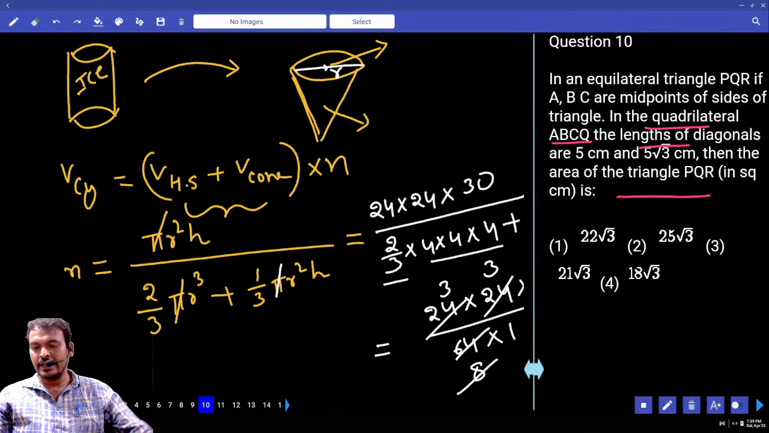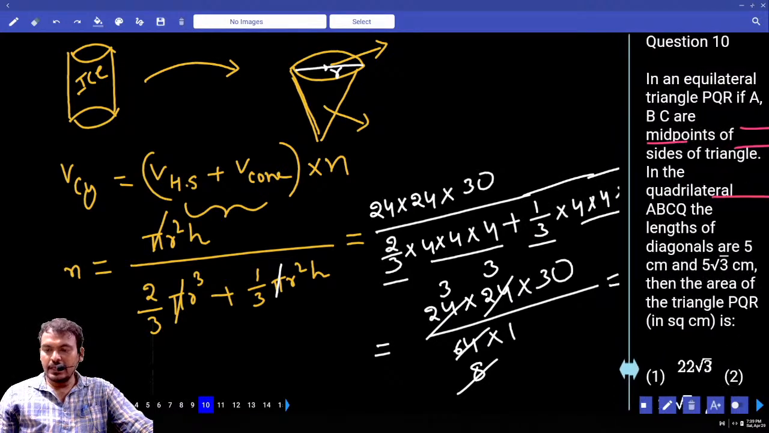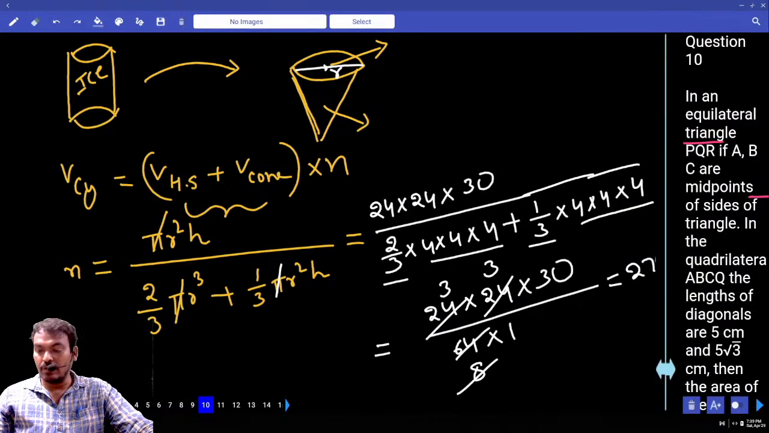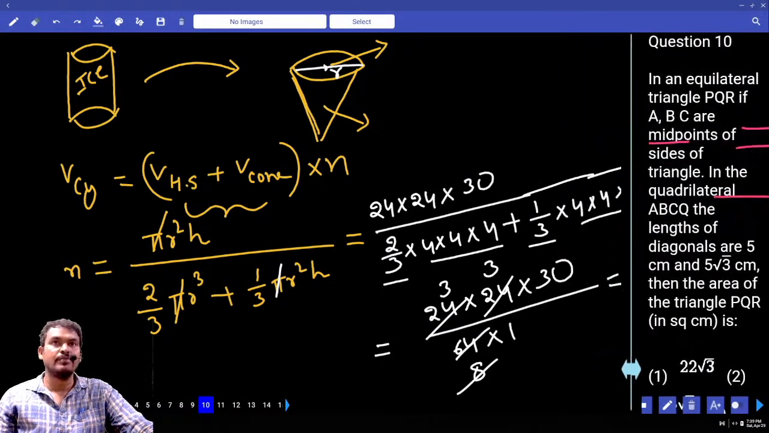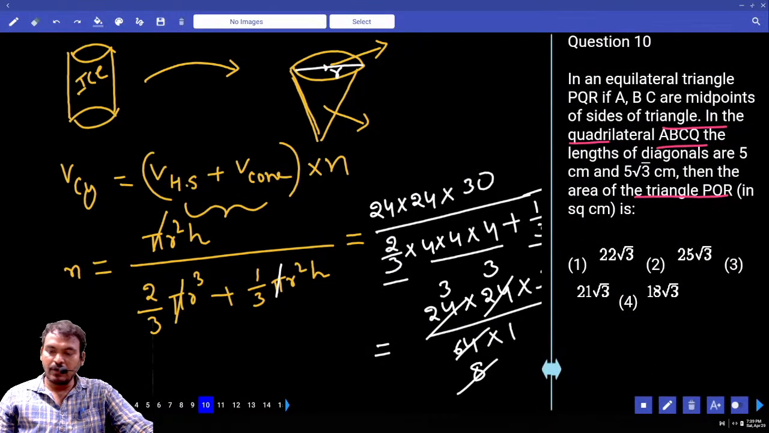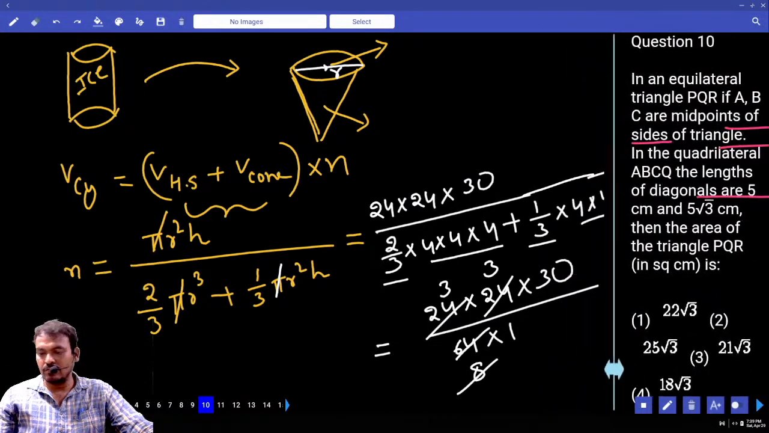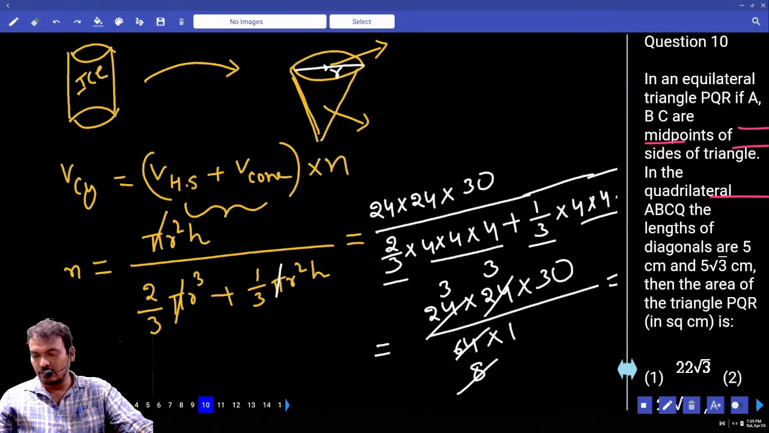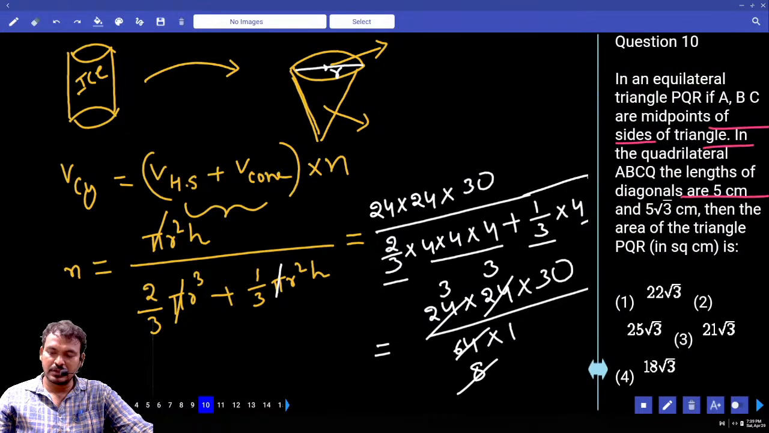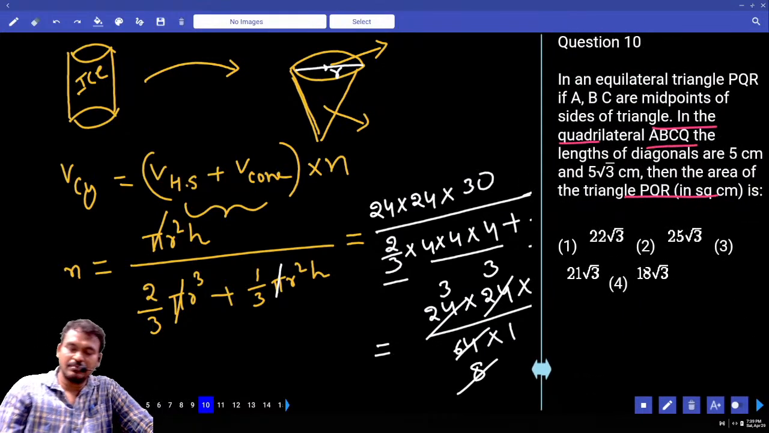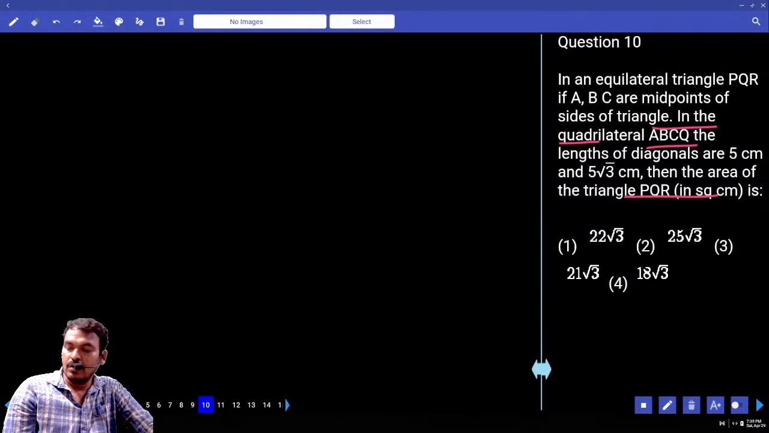Next, question number 10. In an equilateral triangle PQR, A, B, C are the midpoints of the sides of the triangle. In the quadrilateral ABCQ, the lengths of diagonals are 5 centimeters and 5 root 3 centimeters. Then find the area of the triangle PQR.